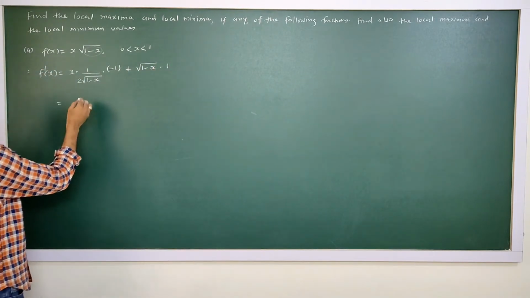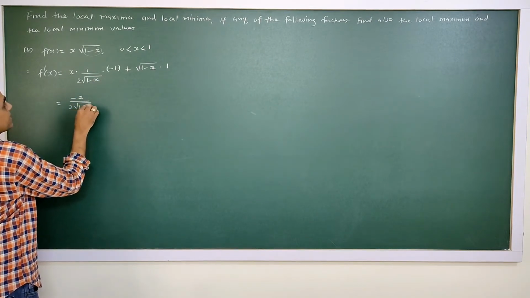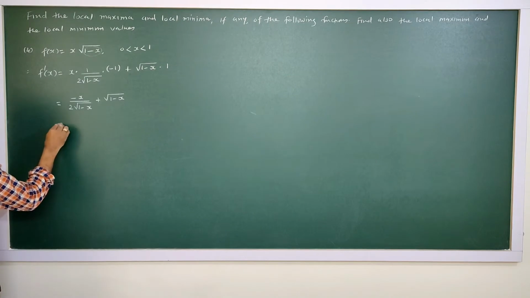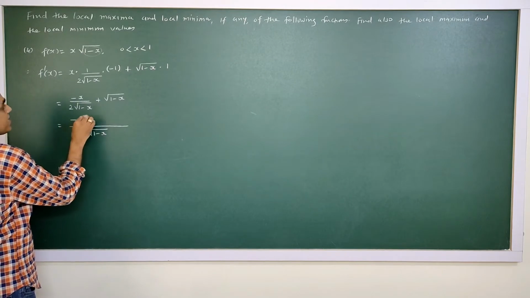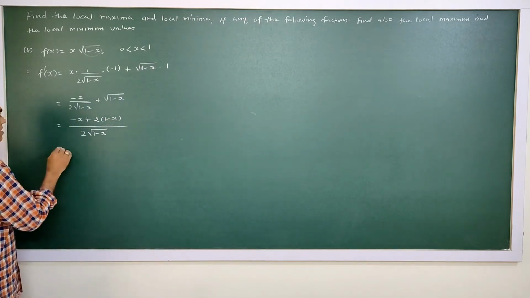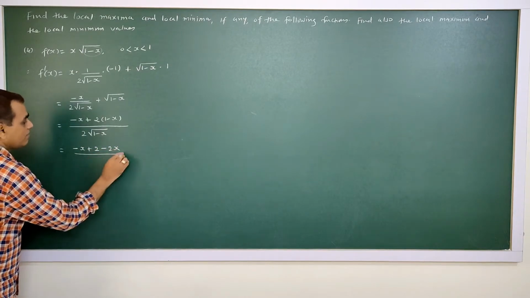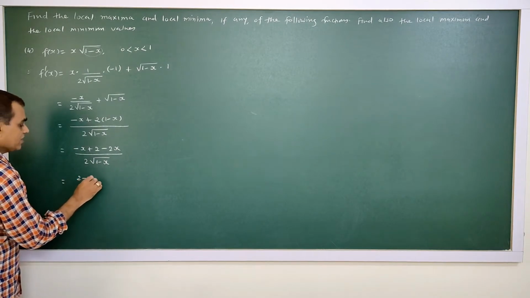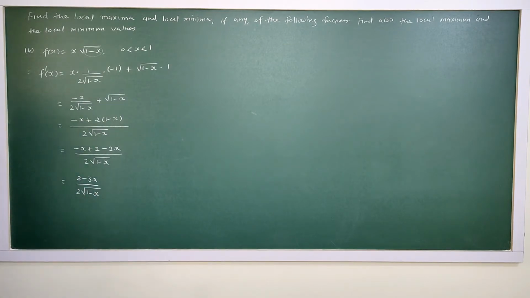So it is equal to minus x upon 2 root 1 minus x plus root 1 minus x. Now the LCM is 2 root 1 minus x. So minus x plus, multiplying this with this number, 2 into 1 minus x. So this is minus x plus 2 minus 2x upon 2 root 1 minus x. So this is 2 minus 3x upon 2 into root 1 minus x. This is f dash of x.